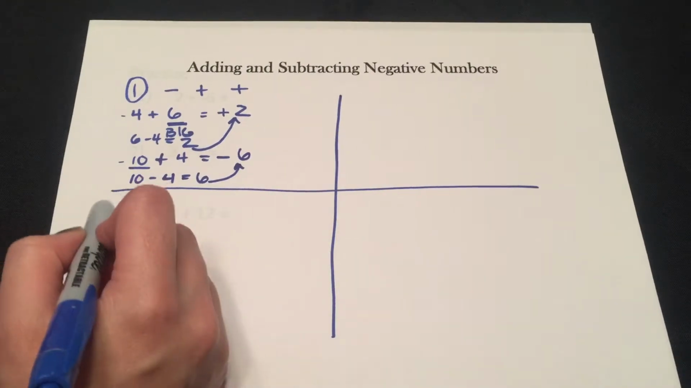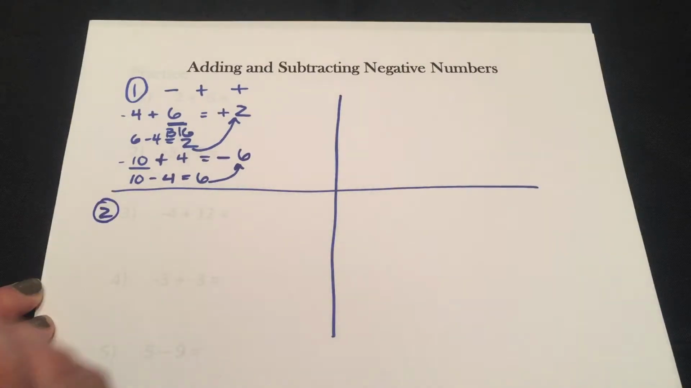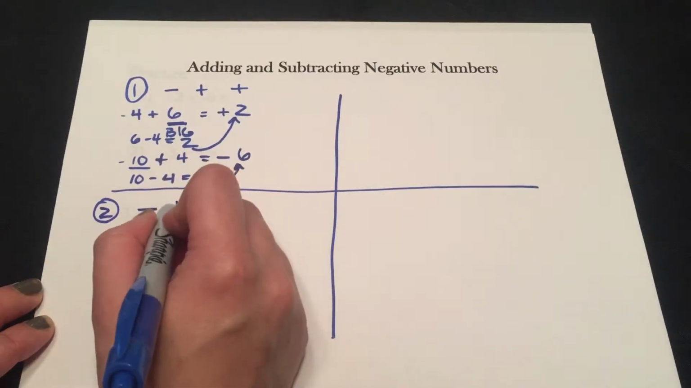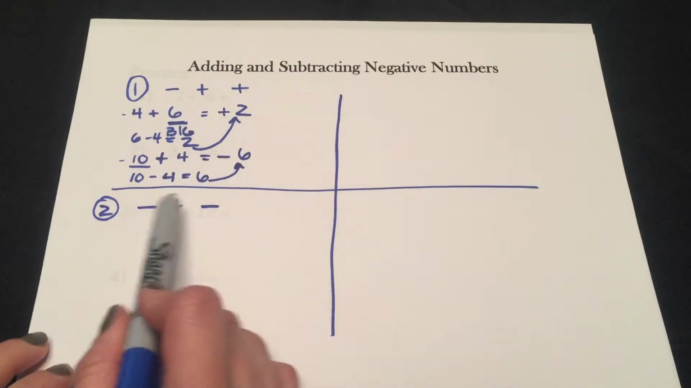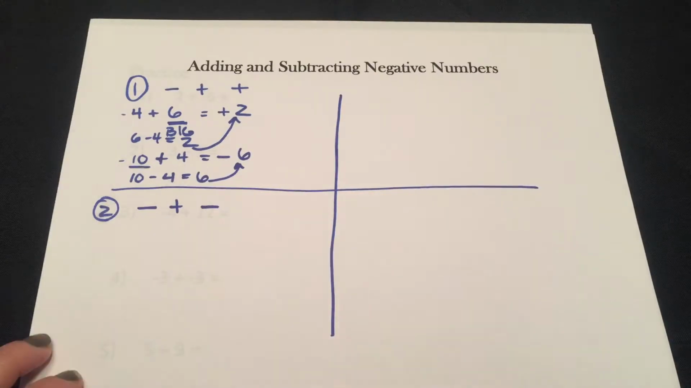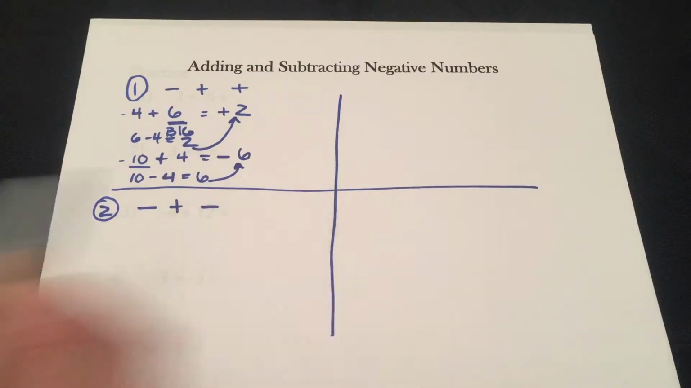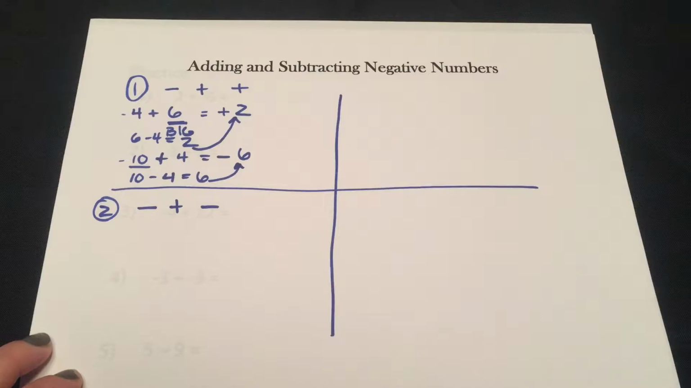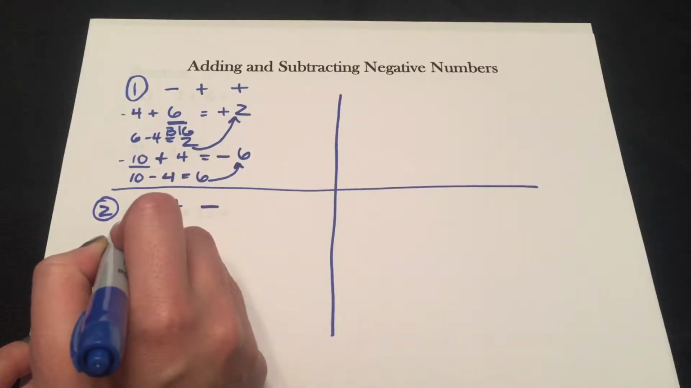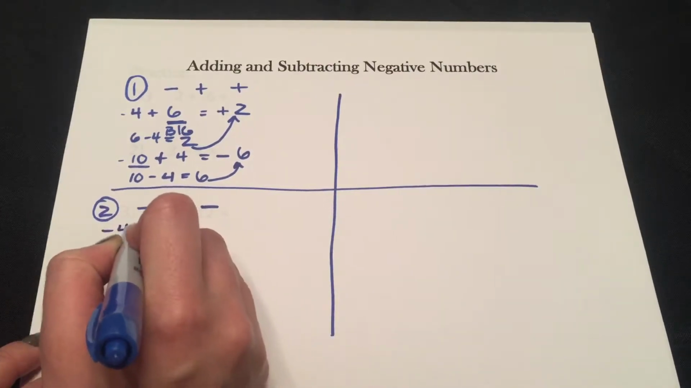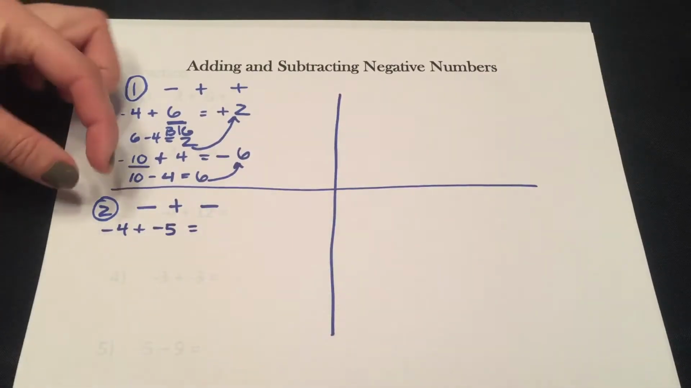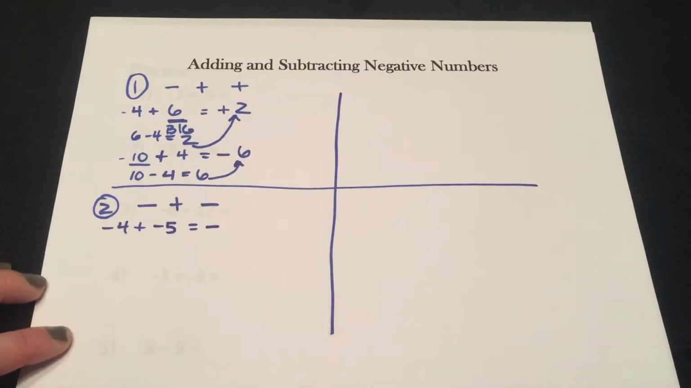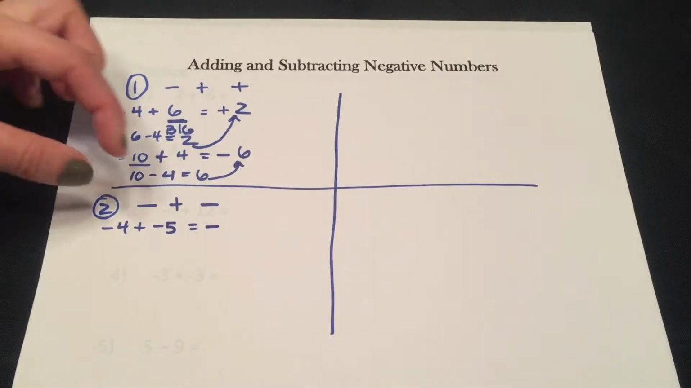Fantastic. Our second situation is where we could have a negative plus a negative. This one's pretty straightforward. We're working all in negative territory here. Whenever we have a negative plus a negative, we're always going to have a negative as our answer. So let's take, for example, negative 4 plus negative 5. What we do is we say our answer is definitely going to be negative. We can put that negative right there.